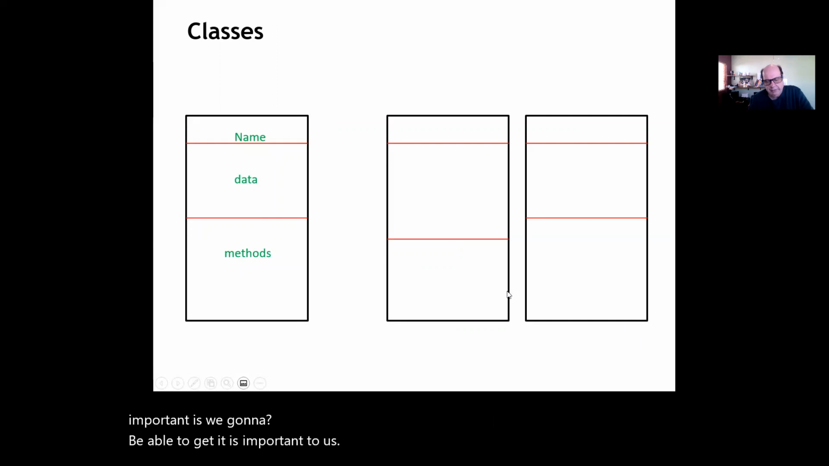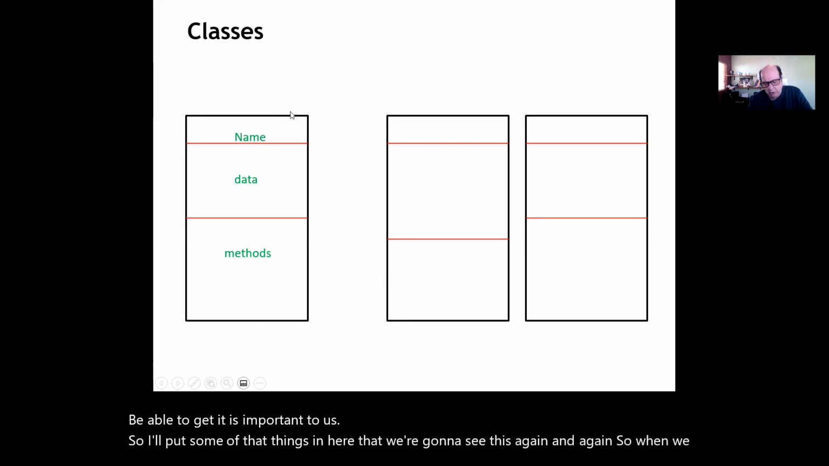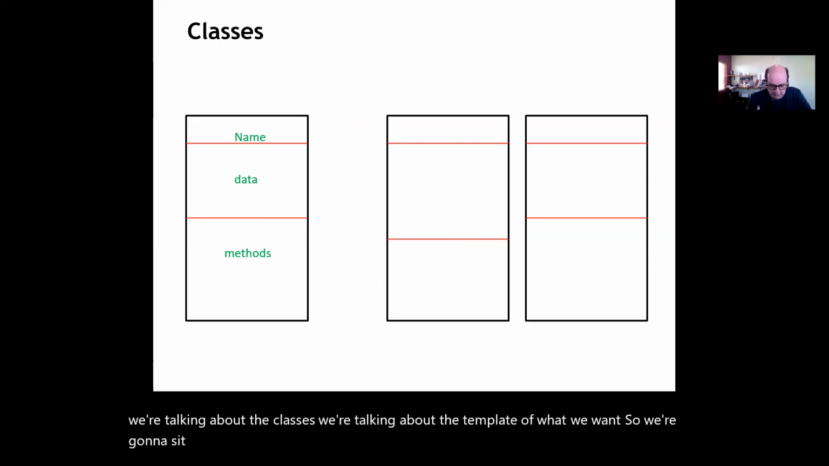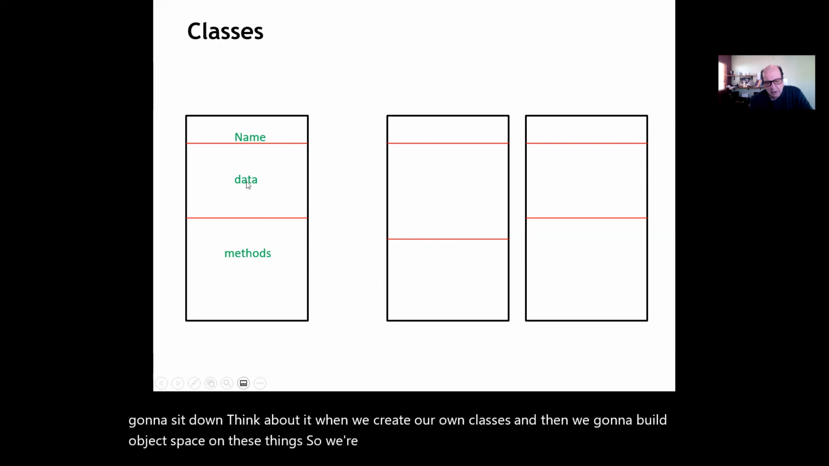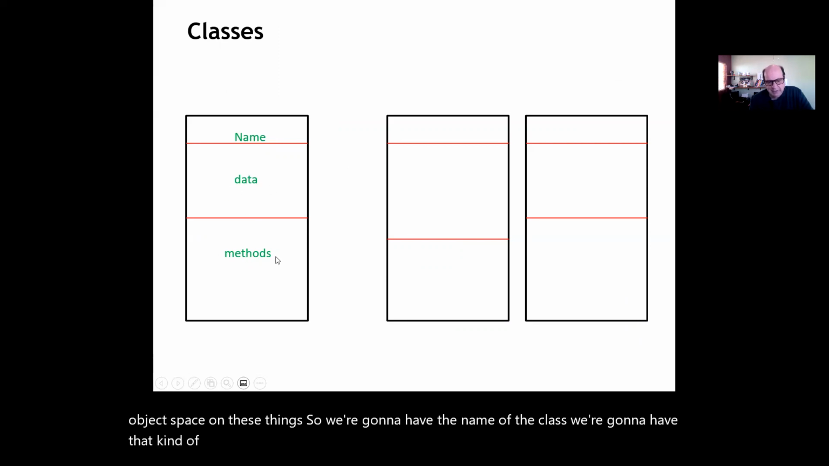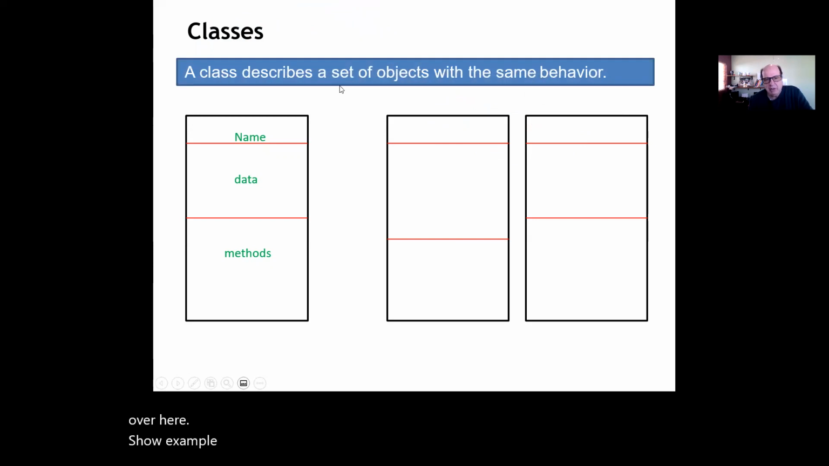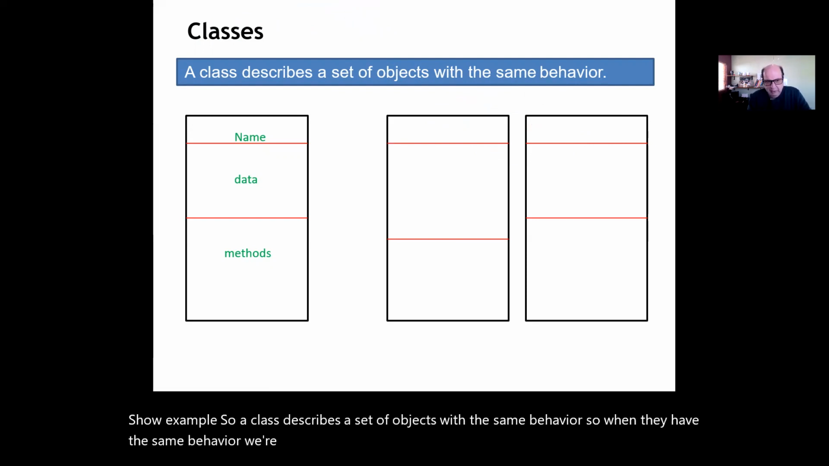So I put some of the things in here that we're going to see again and again. When we're talking about classes, we're talking about the template of what we want. We're going to sit down and think about it when we create our own classes, and then we're going to build objects based on these. We're going to have the name of the class, what kind of data we're going to have, and then the methods or behaviors over here. So, a class describes a set of objects with the same behavior. When they have the same behavior, we're going to group them into the same class.